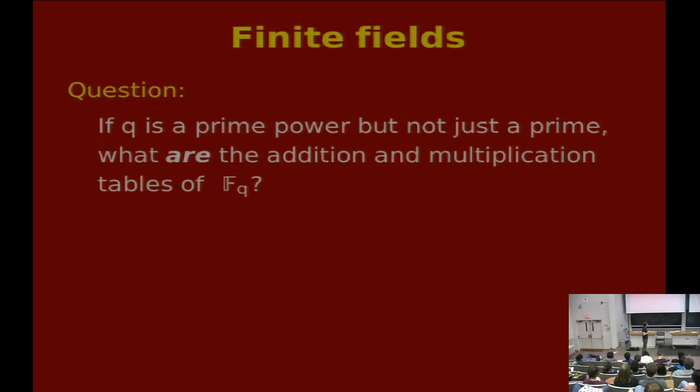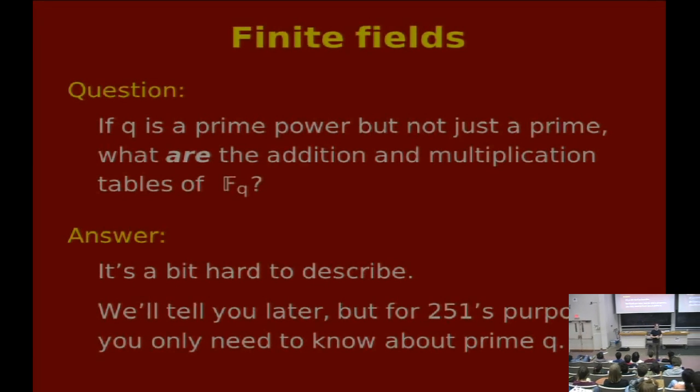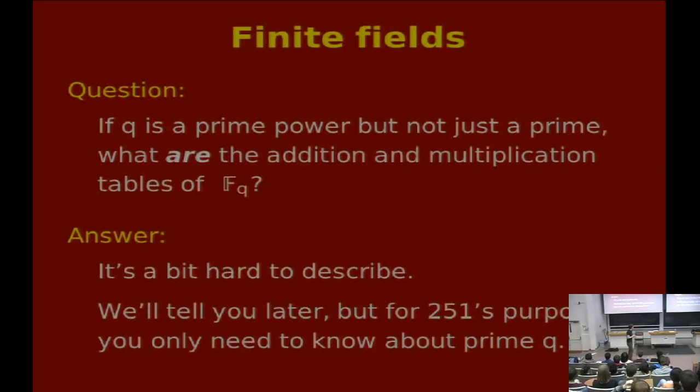But it's sort of just for fun. For the purposes of 251, essentially you should only remember that the integers mod a prime are a field. There are also some other fields. And I'll even tell you what they are later. It's hard to just say in a table what the addition and multiplication are. But that's the facts about finite fields. Any questions?